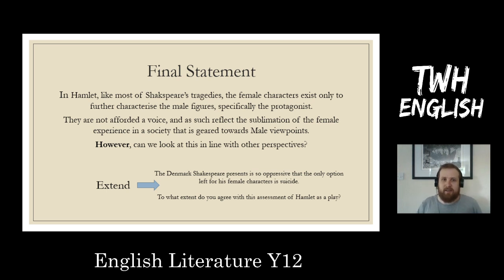They are presented as a means of male representation. They are not afforded much of a voice, and as such reflect the sublimation of the female experience in a society that is geared towards male viewpoints.